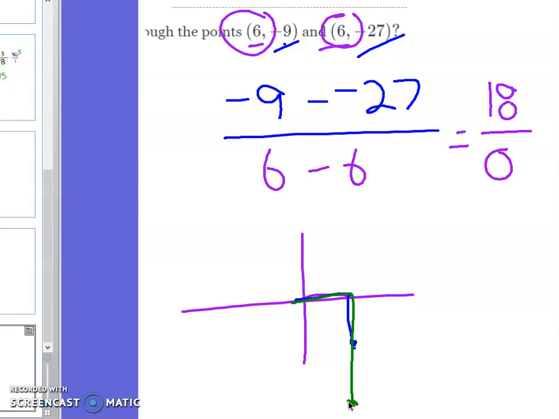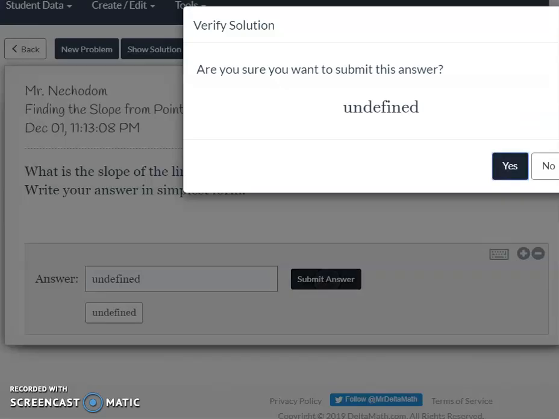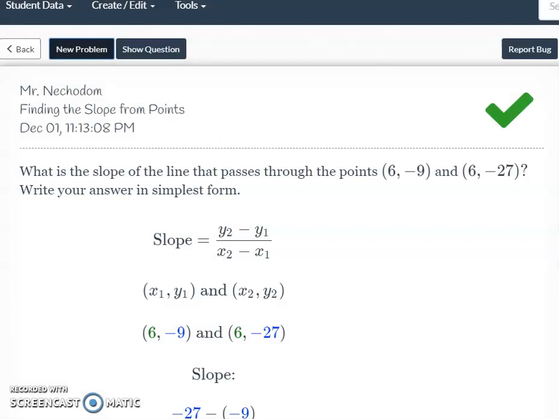So as soon as you get to where you're dividing by 0, that tells you, oh, the slope is undefined. So when you go back here to DeltaMath, you'll see this box right down here, this button that says undefined. Click that, click submit answer, and you're golden. Okay? So watch out for those where it has the same x coordinates or the same y coordinates. Then you get goofy things happening. Okay? All right, good luck.